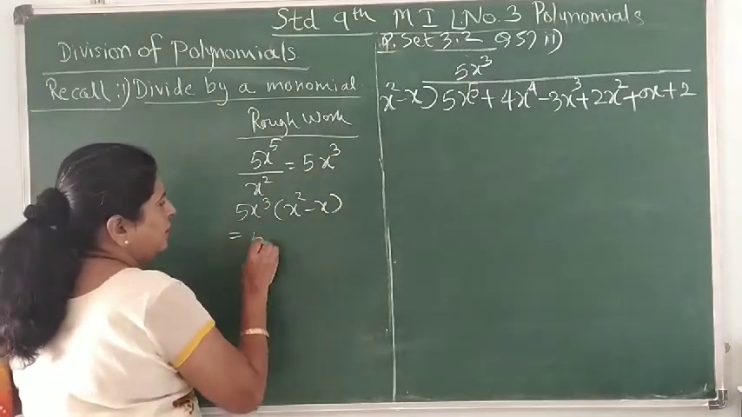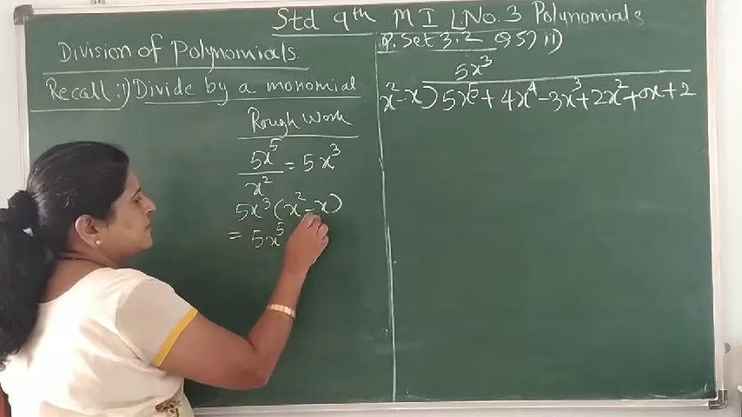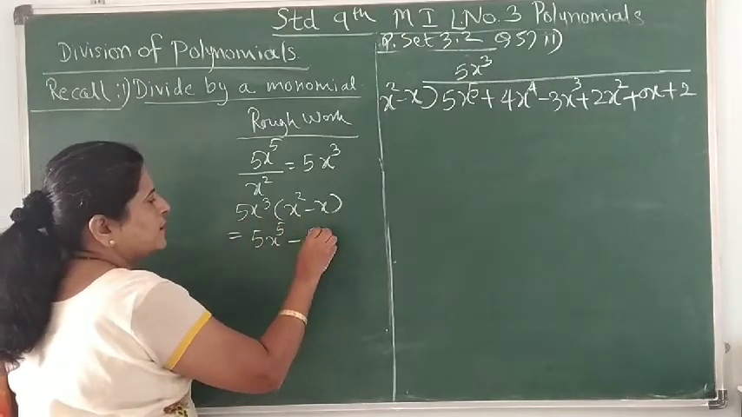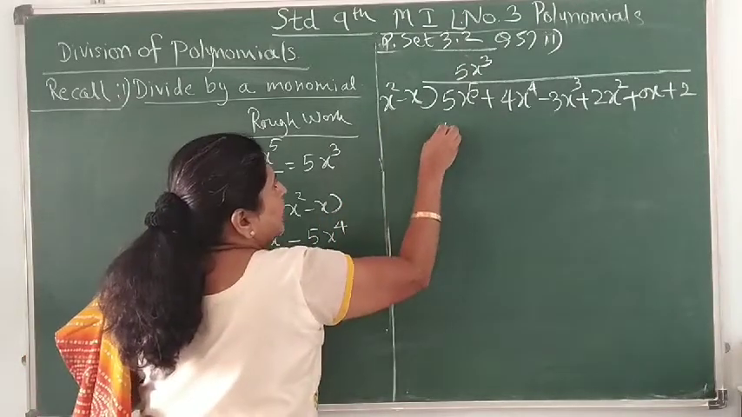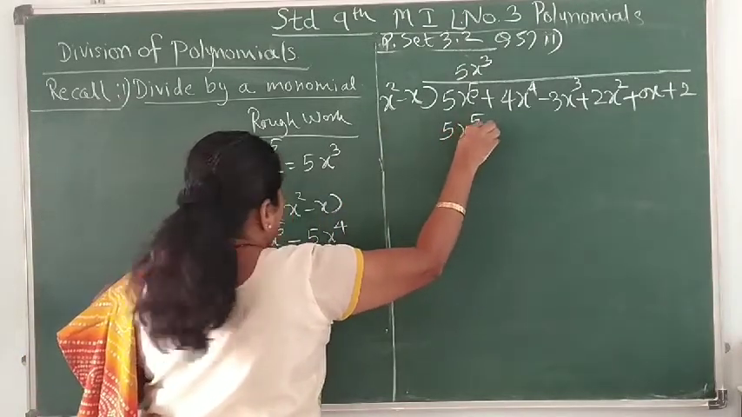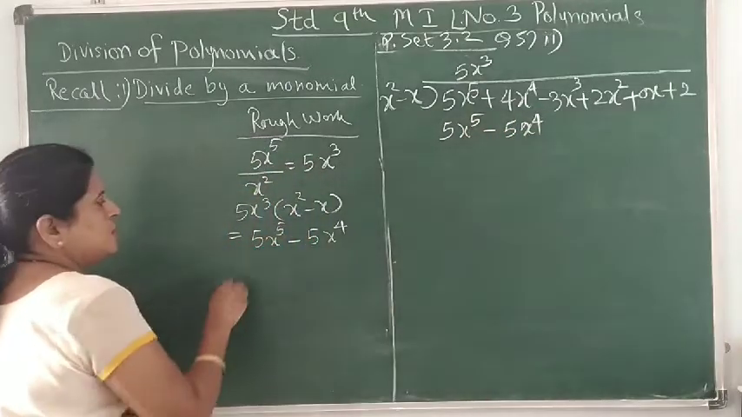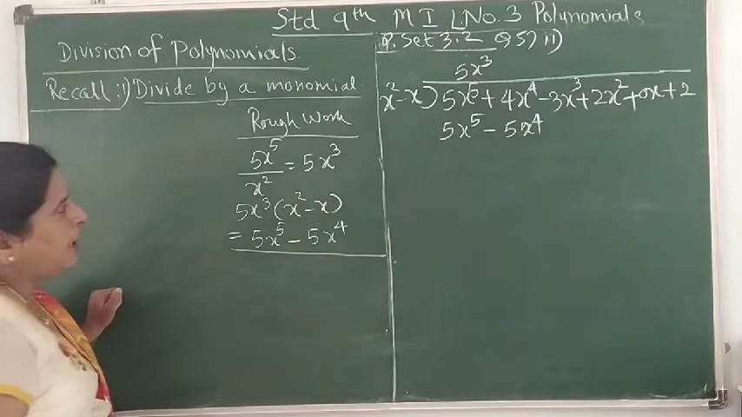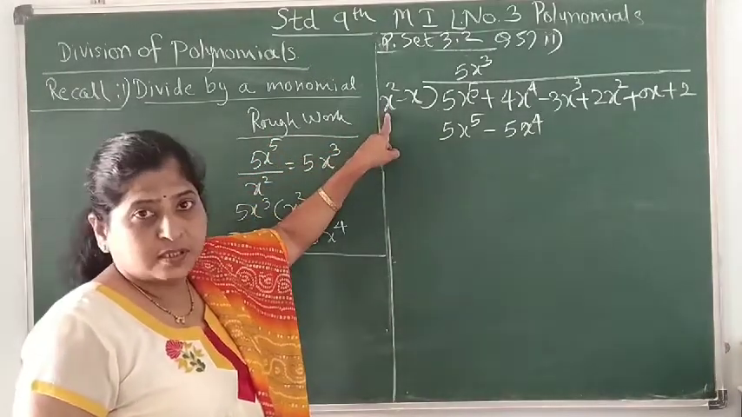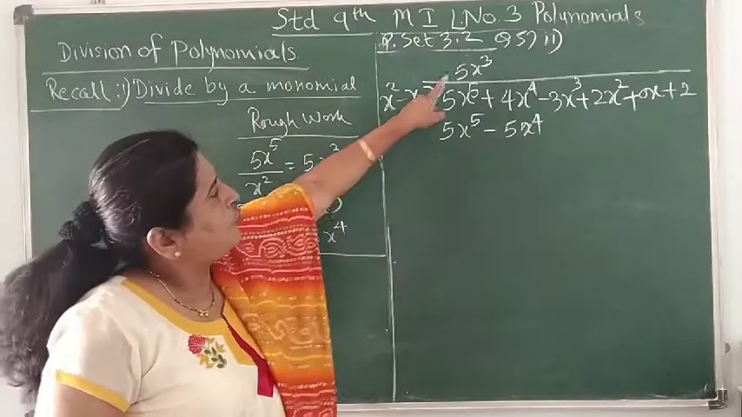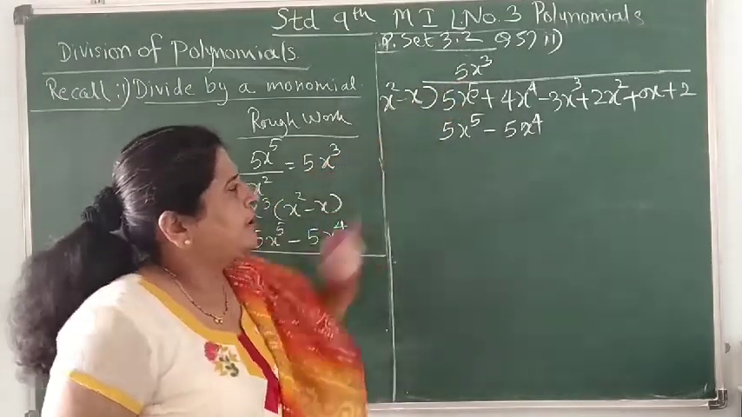So 5x cube into x square, you get x raised to 5, minus 5x cube into x, you get 5x raised to 4. So this product you can copy down here, 5x raised to 5 minus 5x raised to 4. Okay, so this one part is over. The first term of the dividend is divided by the first term of the divisor, and whatever quotient we have written, multiplied by this to both, we have written down here.